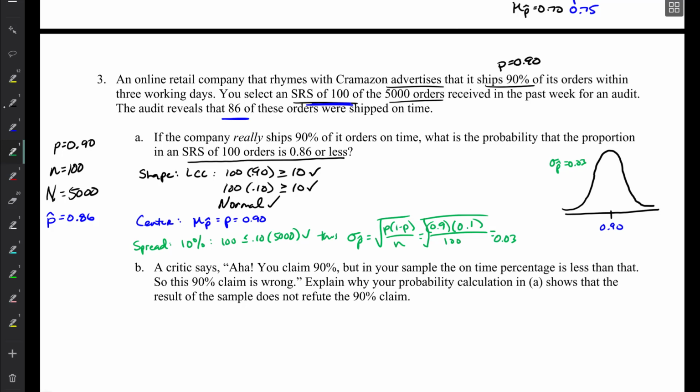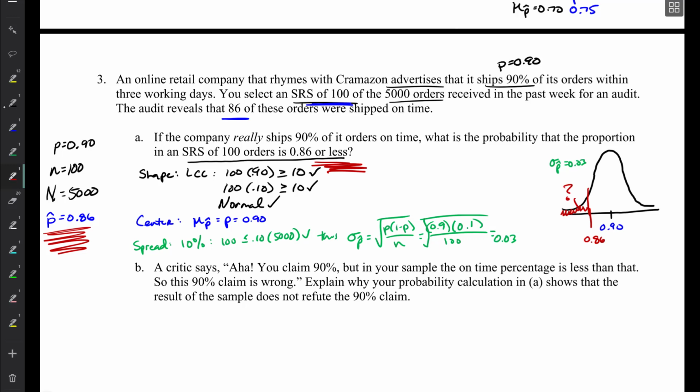And what we want to do is look at what's the likelihood of this happening, that we get a sample that's 86% or less. So 86% is going to be over here, and we're looking at less than that. It's going to be something over here. This is what we want to find out. Just how likely is that to happen?